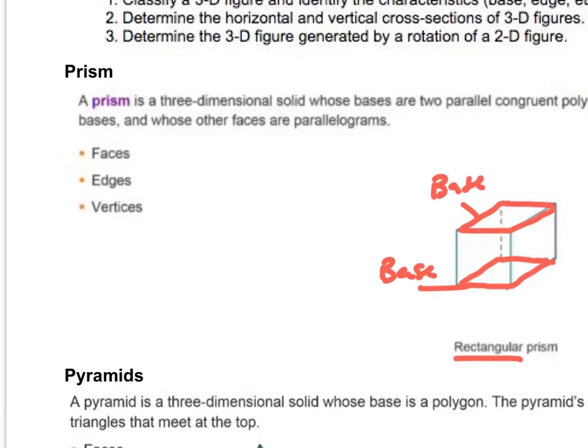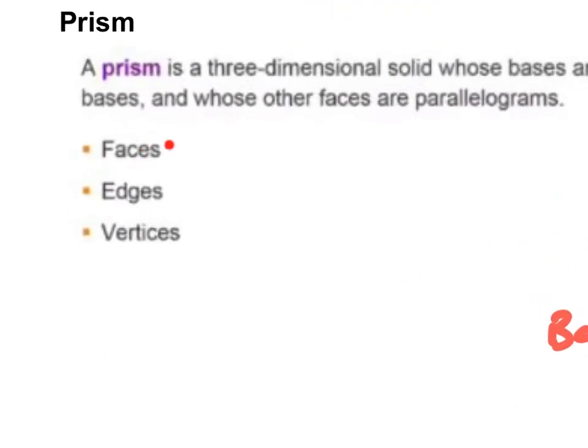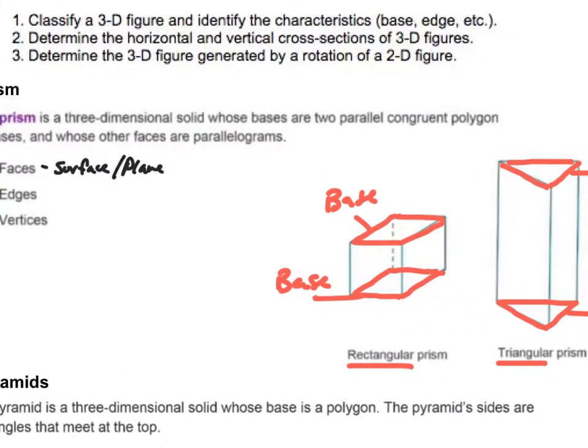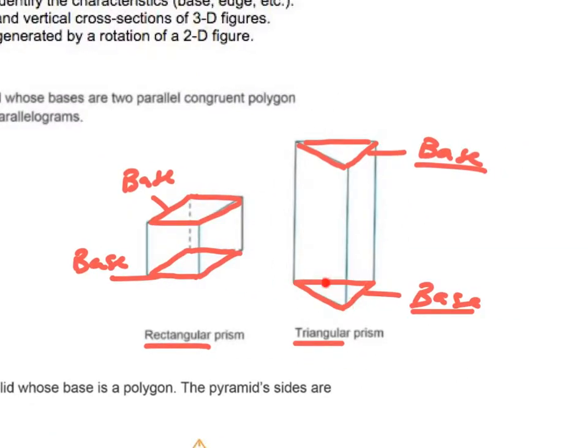Now, when I talk about a face on a prism, this is a surface, it could be your surface slash plane. On something like this, you've got a bunch of different faces. You have all these different rectangular faces. The bases are included in that concept of what a face is. Same thing with a triangular prism, the bases, these triangles, are considered faces. So are the other sides on this.